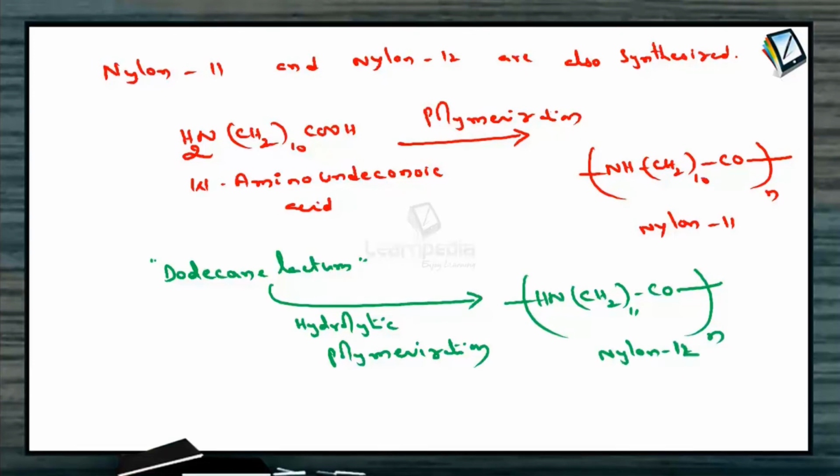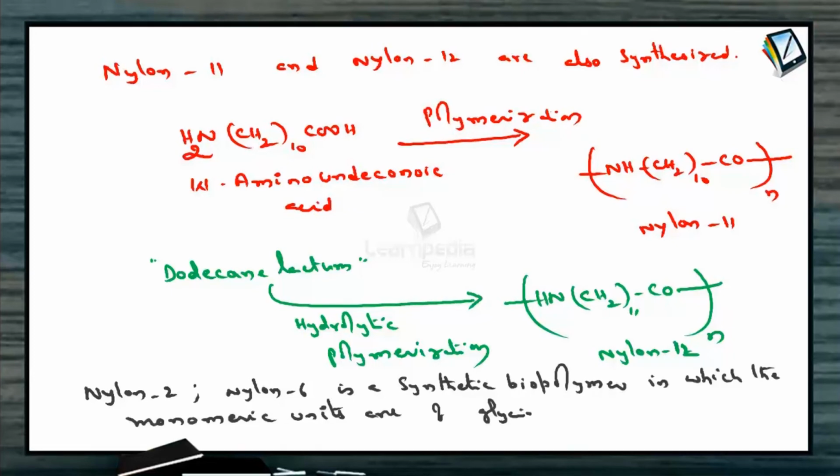In fact, Nylon 2,6 is a synthetic biopolymer that is biodegradable in nature, in which the monomer units are glycine and aminocaproic acid, from where Nylon 2,6 is formed. So these are the polyamides: Nylon 6,6, Nylon 6 in particular, followed by Nylon 11 and 12, and Nylon 2,6.